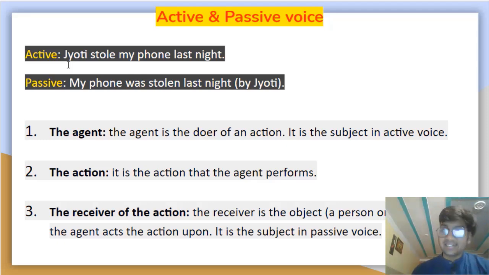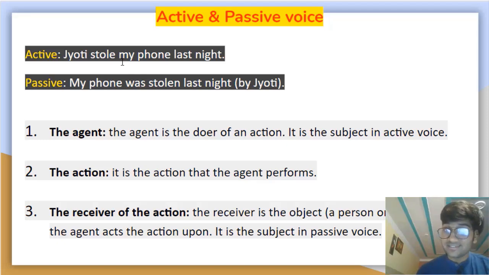Okay, so what is active voice? In active voice, we focus on the doer of the action, the person or the people who do the action. All right. In the passive voice, we focus on the receiver of the action. We focus on the person or the thing whom the action is acted upon. All right. Look at these two sentences on your screen. Active voice. Jyoti stole my phone last night. Jyoti did something last night.